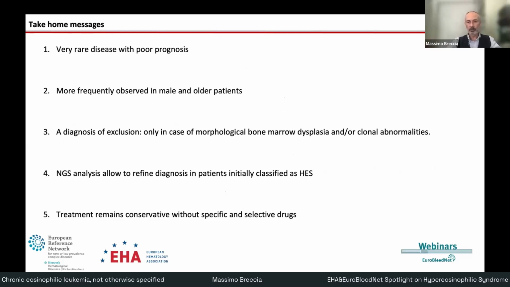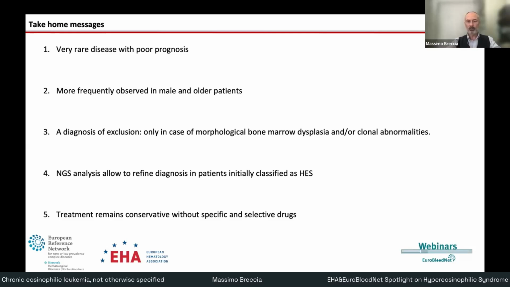So the take-home message is, it's a very rare disease with poor prognosis, more frequently observed in male and older patients. The diagnosis was made after exclusion of all the others, and in particular, only in case of morphological bone marrow dysplasia, increased blood cells, and/or clonal abnormalities. NGS analysis allowed refining the diagnosis in patients initially classified as HES, but the suggestion is to perform these analyses only in patients with specific morphological atypia in the peripheral blood and in the bone marrow.